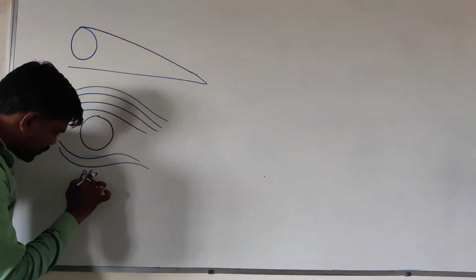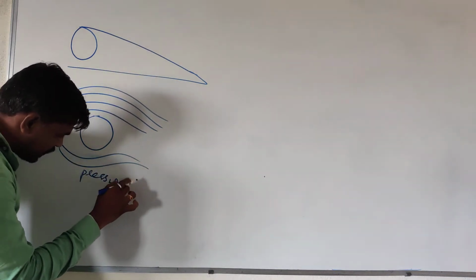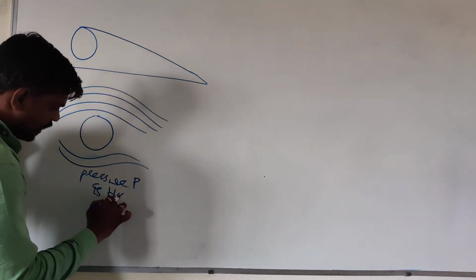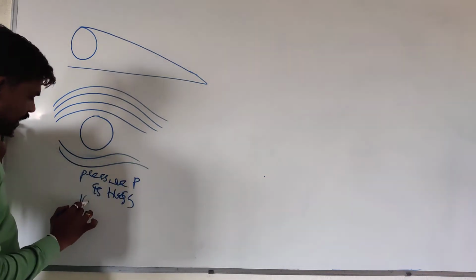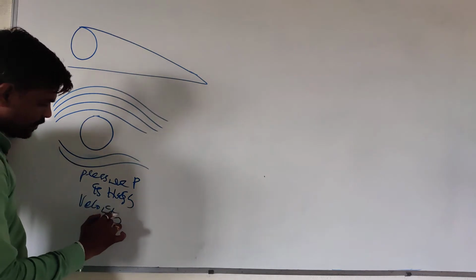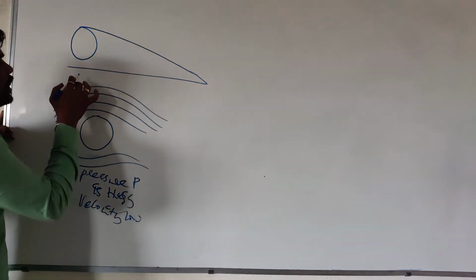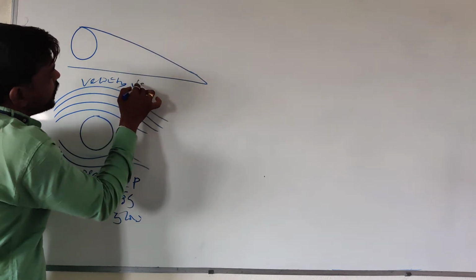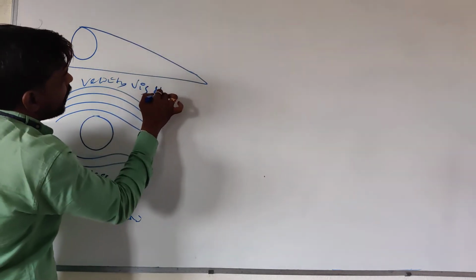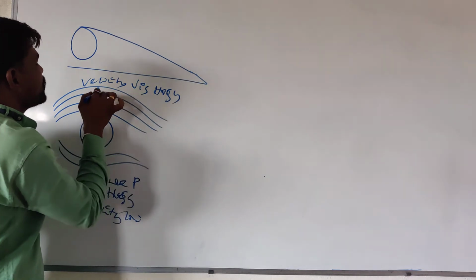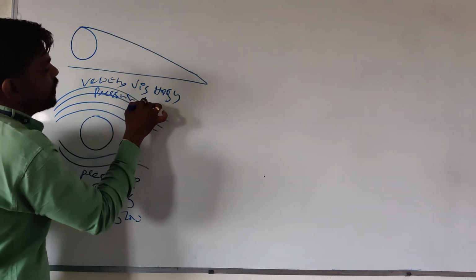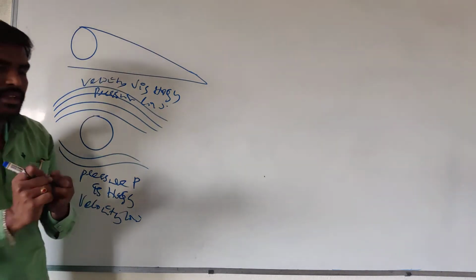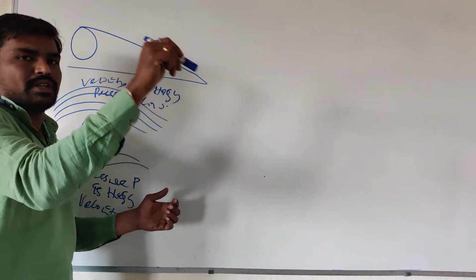See here, once again, in this case, when the ball spins, the pressure P is high, velocity low. So here velocity V is high, pressure low.